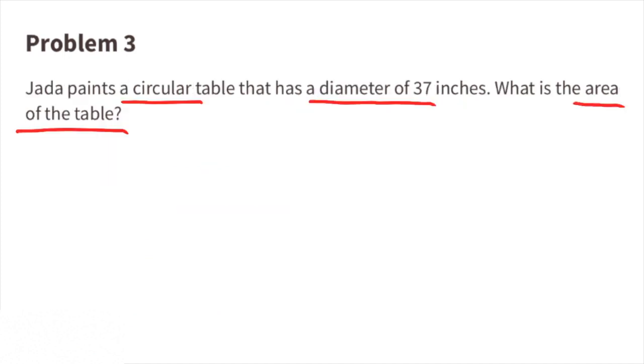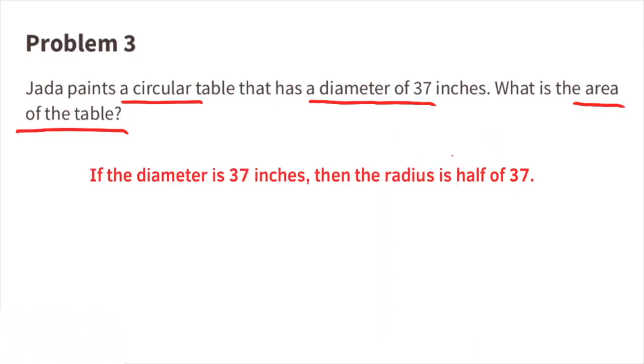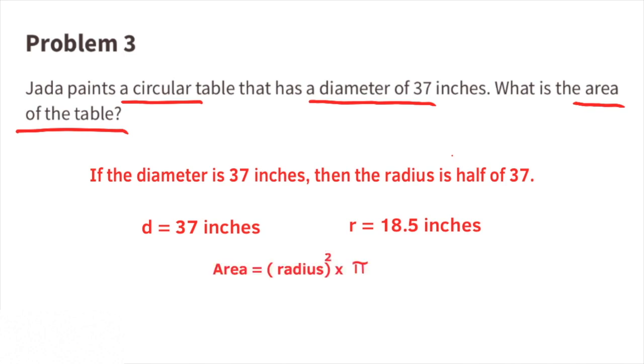Problem number 3. Jada paints a circular table that has a diameter of 37 inches. What is the area of the table? If the diameter is 37 inches, then the radius is half of 37 inches, and half of 37 inches is 18.5 inches. The area is equal to the radius squared times pi. Since the radius is 18.5 inches, then the area is going to be 18.5 inches squared times pi. The area is equal to 342.25 inches squared times pi. The area of the table that Jada painted is approximately 1,074.665 inches squared.